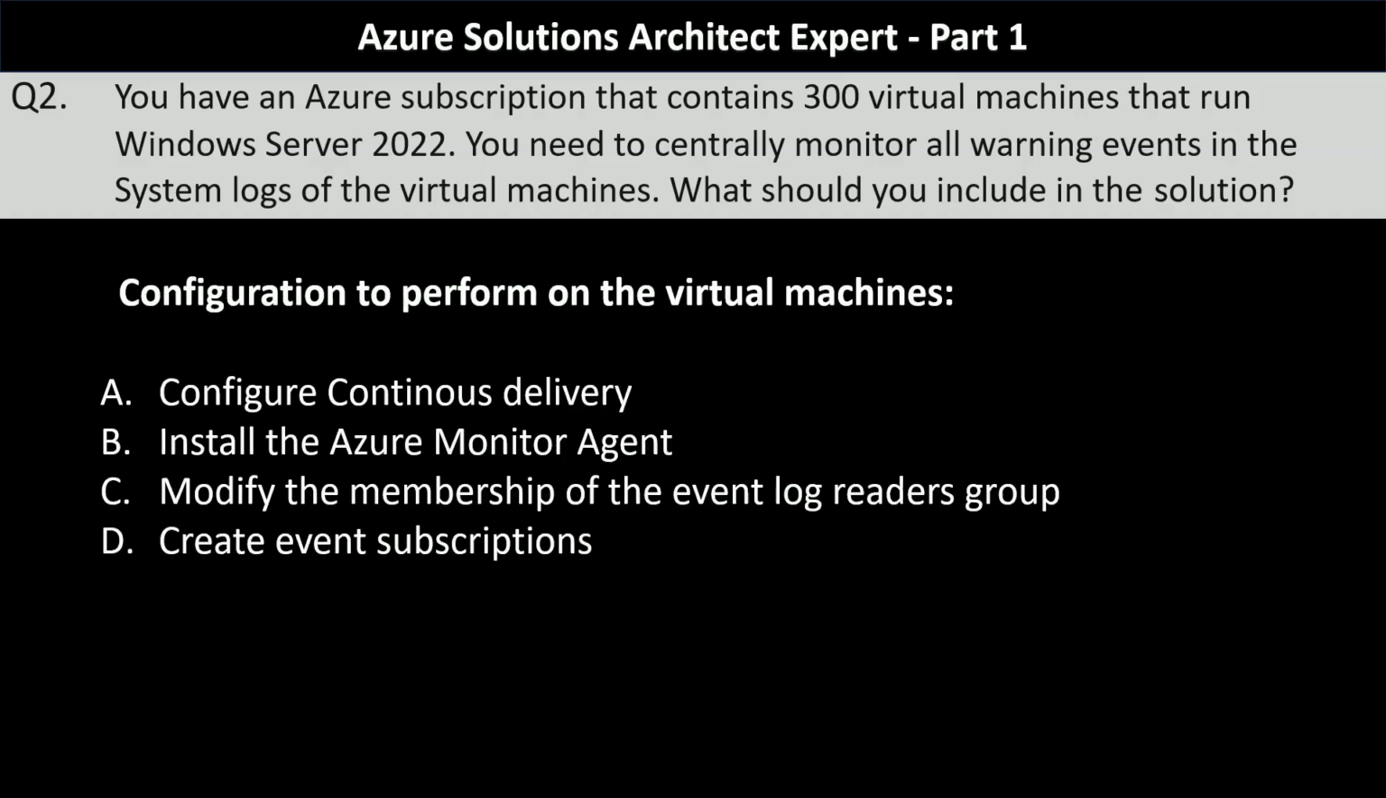Now, the next part is configuration to perform on the virtual machines. What would you do on the virtual machines to achieve this configuration? Your options are configure continuous delivery, install the Azure Monitor agent, modify the membership of the event log readers group, or create event subscriptions. And folks, the correct answer here would be to install the Azure Monitor agent on the virtual machines. Azure Monitor agent collects performance metrics, logs, and custom data from your virtual machines. Installing this agent is essential to gather the system logs and send them to the log analytics workspace.